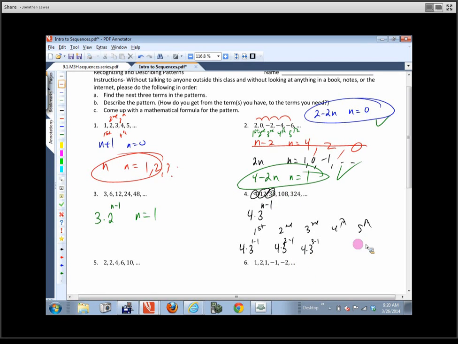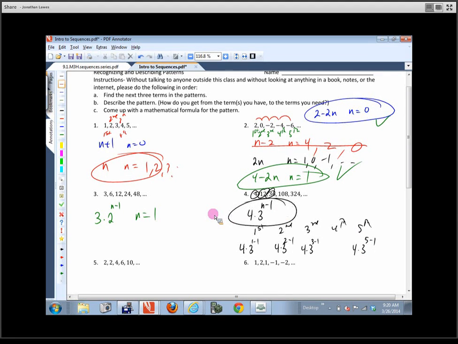Let's check the last one. Okay, if it works for the fifth one, we're probably in business. This would be 4 times 3 to the 5 minus 1. Anybody know what 3 to the 4th is off the top of their head? 81, and 81 times 3 is? What is it? Oh, times 4. Times 4. So 324, right? Okay, so does this work?